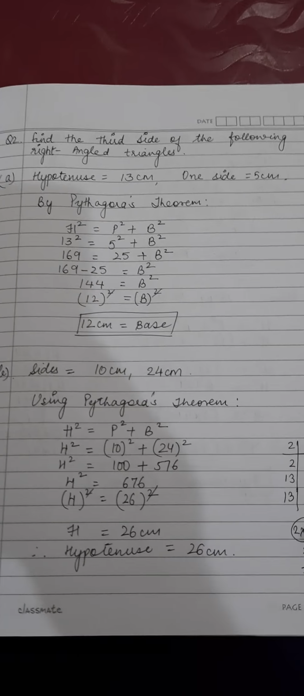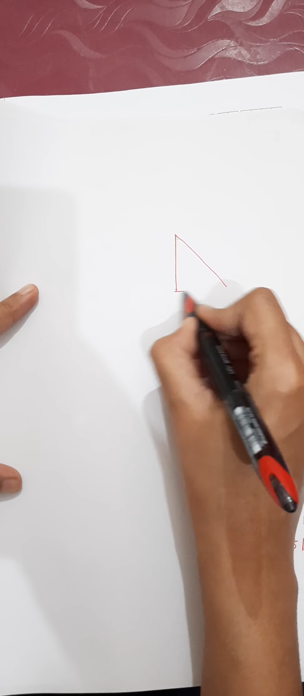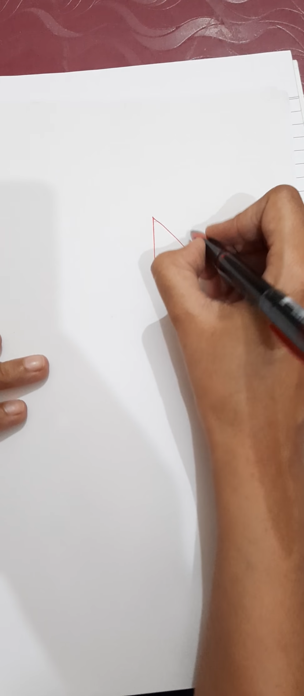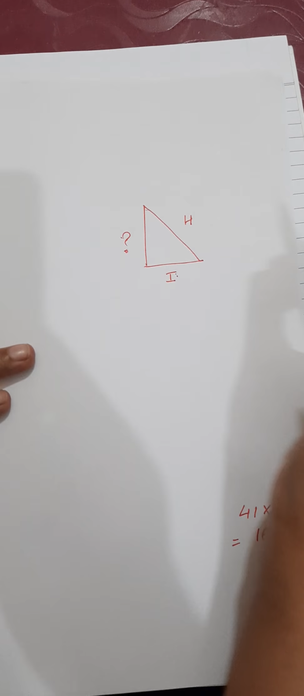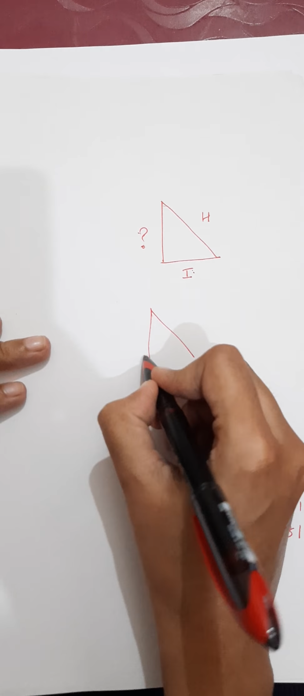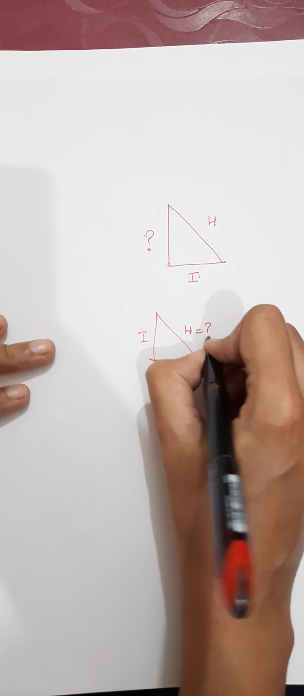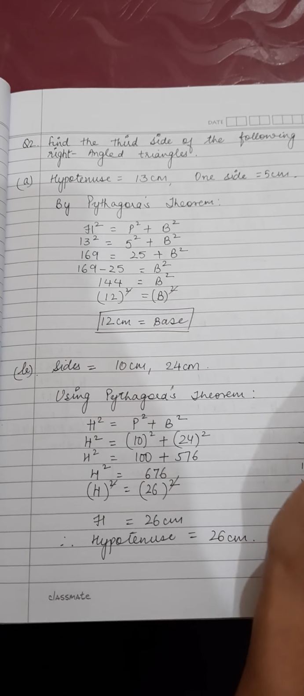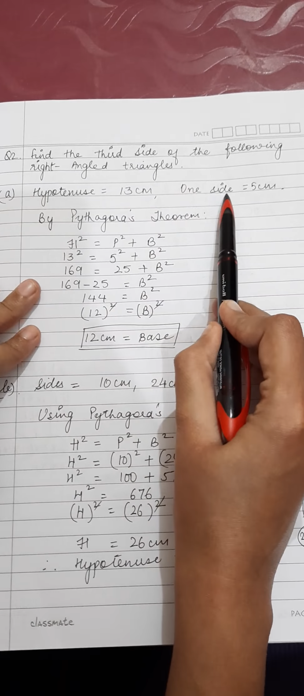Now in question number 2, out of the 3 sides of the right angle triangle, 2 sides will be given to you. Either the hypotenuse and any one of the other two, and you have to find the second. Or the first and the second sides are given to you, and you have to find the hypotenuse. This you have to find.